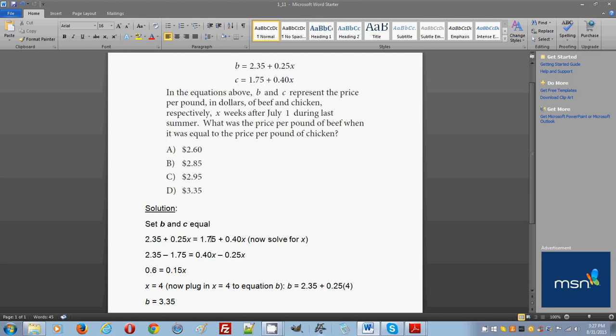So now that we set it equal, we can solve for x, right? And we get 2.35 minus 1.75. So we subtract 1.75 on both sides, and we have no variables resulting on the left side of the equation. We just have 2.35 minus 1.75, and that equals 0.40 times x minus 0.25 times x, right? And we know that because we subtract 0.25 times x on both sides, and we get the variable multiplied by a constant on the right side. And to get it further simplified, we get 0.6 is equal to 0.15 times x, right?